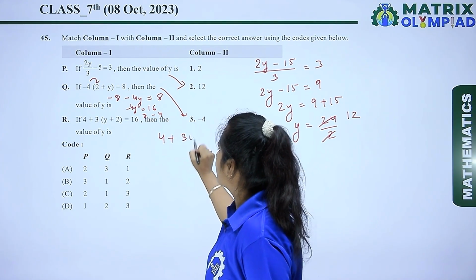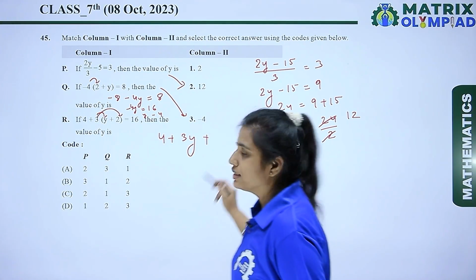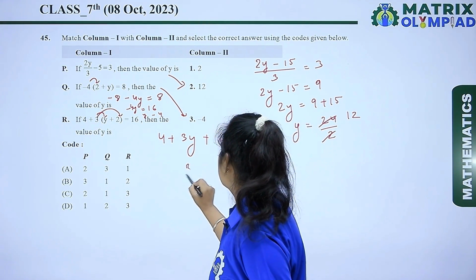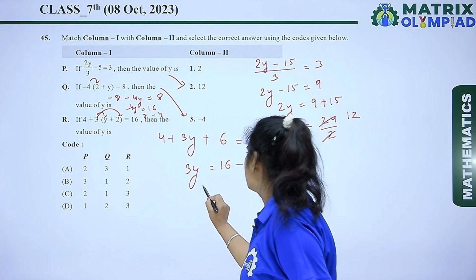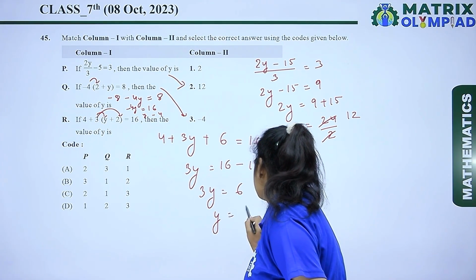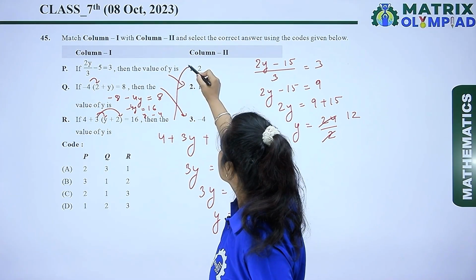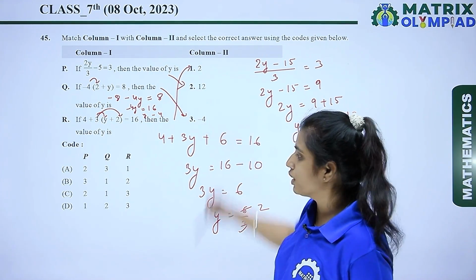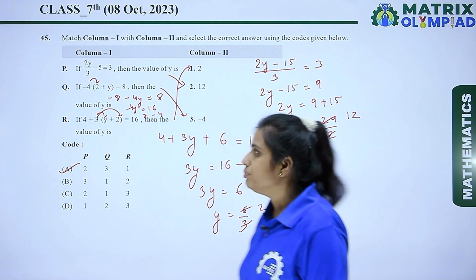4 plus 3y plus 3 2 ja 6 equal to 16. So 3y is equal to 16 minus 10. 3y is equal to 6 and y is equal to 6 upon 3, that is 2. तो ये थर्ड का हो गया आपका first. The sequence will be 2, 3, 1. So the correct answer is 2, 3, 1 and that is option A.